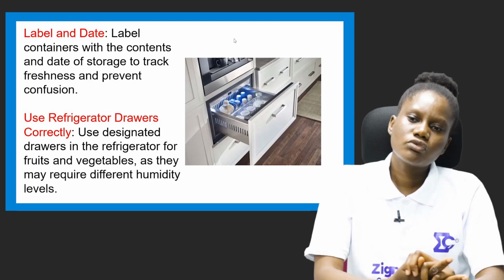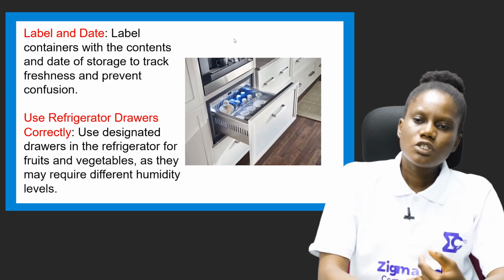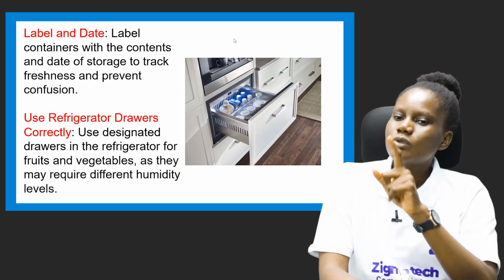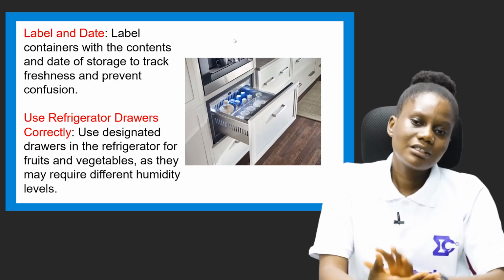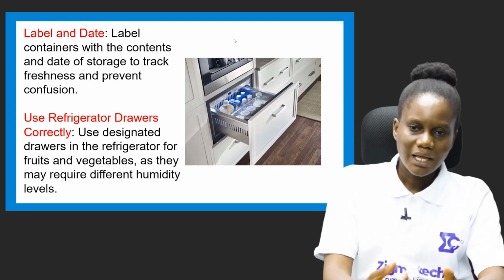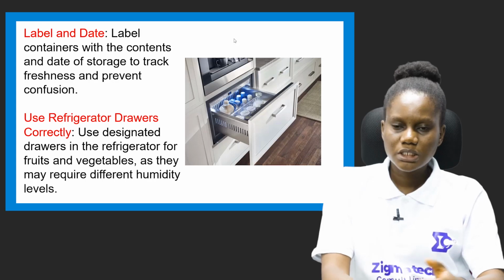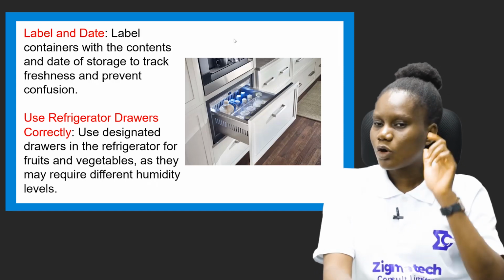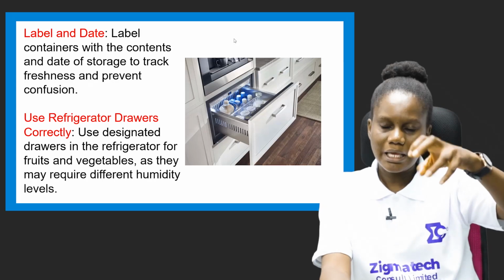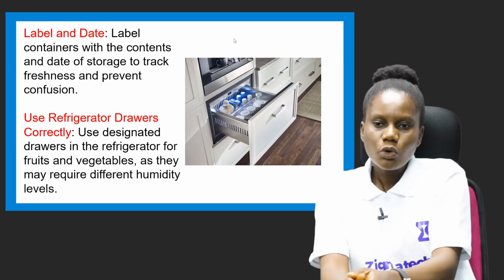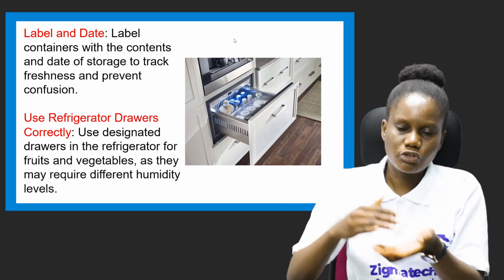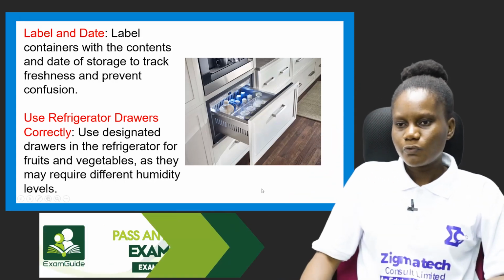Next is use refrigerator drawers correctly. Use designated drawers in the refrigerator for fruits and vegetables, as they may require different humidity levels. Yes, there are some fridges that come in compartments, and the higher is freezer, then followed by another one that has a higher temperature, then followed by the least with lower temperature. So use the right compartment for the right perishable food.